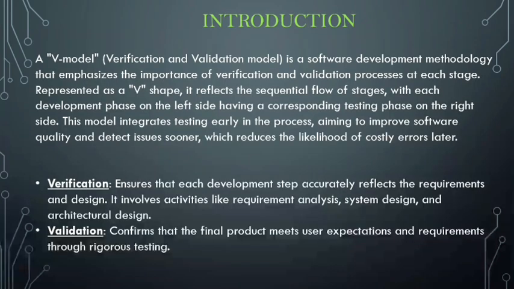Introduction of V model. The V model, or verification model and validation model, is a software development method that focuses on testing at each stage to ensure quality. Shaped like a V, it shows development phases on the left side and matching testing phases on the right side. This setup helps catch issues early, lowering the chance of costly fixes later.